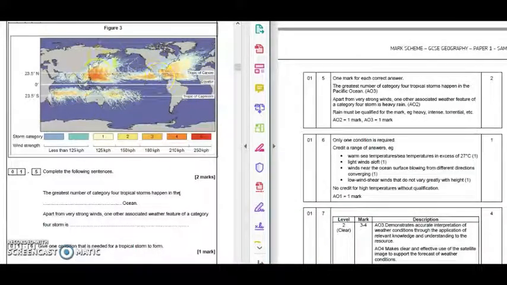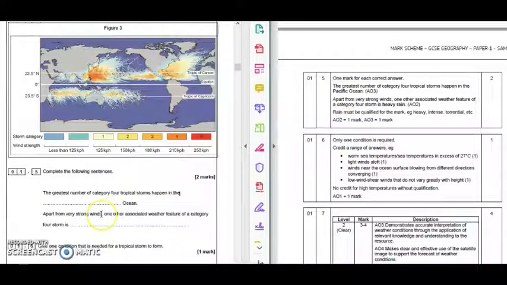So this big ocean here between America and Asia and Australia, this is called the Pacific Ocean. Now we know there's a lot of Category 4 storms by the orange colour here. So basically, what ocean is most of the orange lines in? And you can see this section here. So 1 mark for saying the Pacific Ocean.